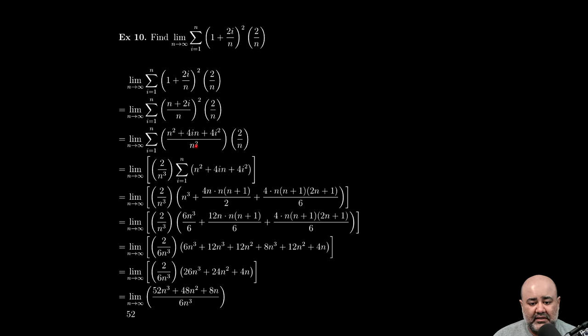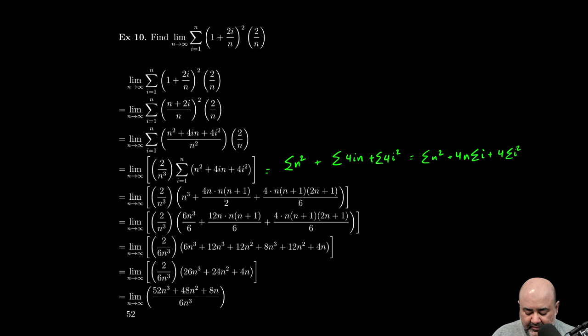What we can do at this stage is rewrite this as, I skipped a step in the middle, but I guess we can do it now. This would be the summation of n squared plus the summation of 4in plus the summation of 4i squared, which is really the summation of n squared plus 4n times the summation of i plus 4 times the summation of i squared. So you can see that this is being broken using the sum property of summations. And then I'm taking the 4 and the n out of the summation using the scalar multiple property. And then taking the 4 out using the scalar multiple property as well.